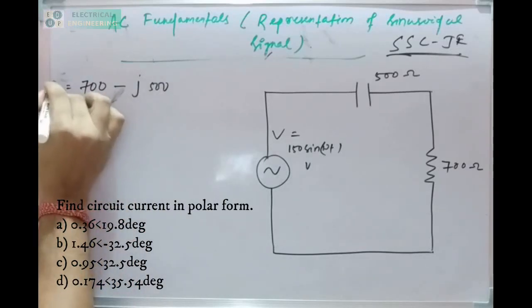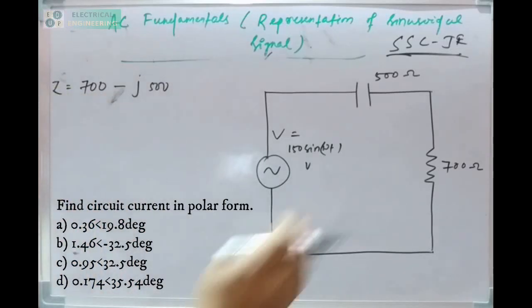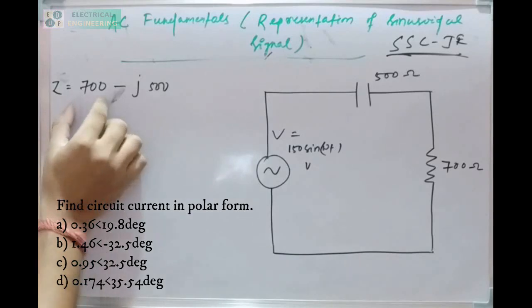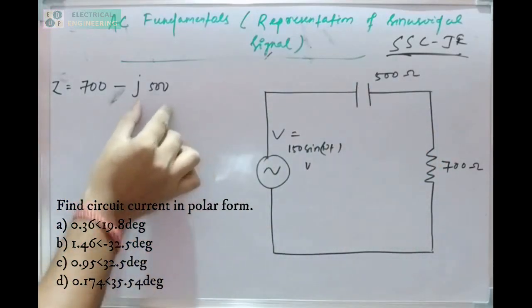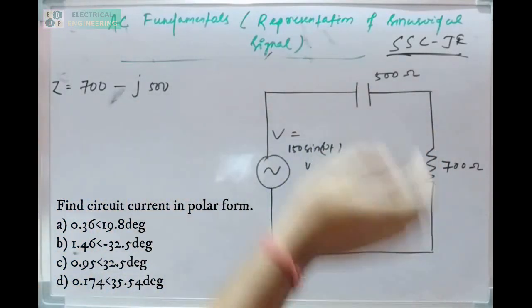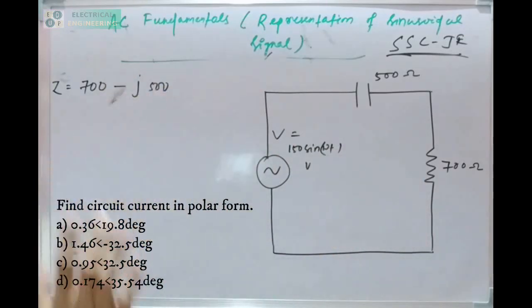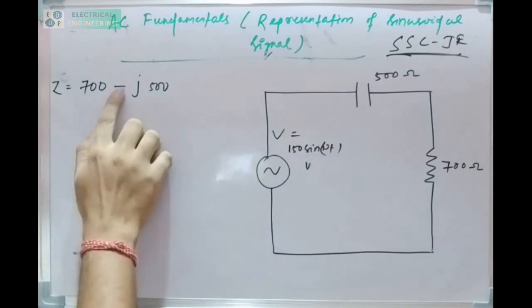You can tell it as an impedance, J. So the combination of these two is called impedance. So 700 ohm is the real part, and 500 ohm is the imaginary part because it is a capacitance. If there were an inductor, we could write it as plus J500. Okay, it is a capacitor, that's why I am giving minus here.